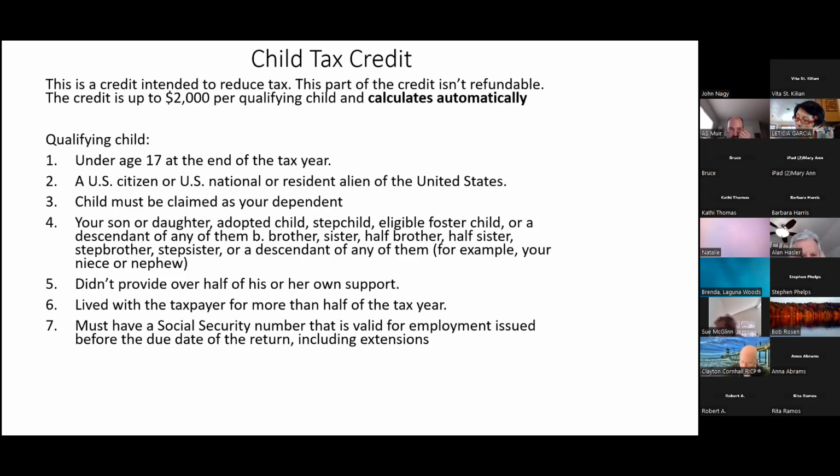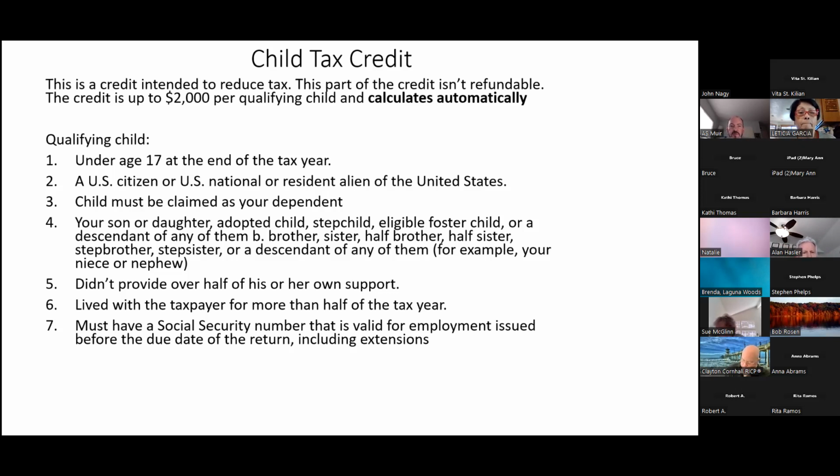Another rule is they have to be a U.S. citizen, resident alien, or a U.S. national. We rarely bump into U.S. nationals in VITA. An example of a U.S. national is someone who lives in the Northern Mariana Islands, way out in the Pacific. So again, we usually work with U.S. citizens or resident aliens. And of course, your child has to be claimed as your dependent, so you have to meet all those dependency rules. And then typically in the VITA program, when you're talking about a qualifying child, it's usually going to be the son or the daughter. That's typically what you're going to see.